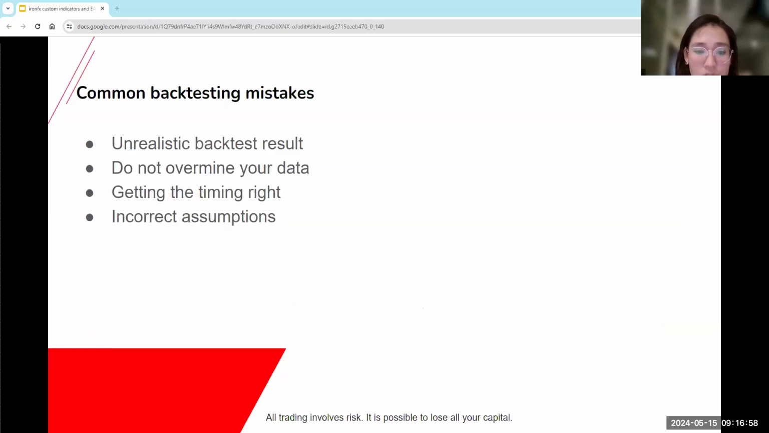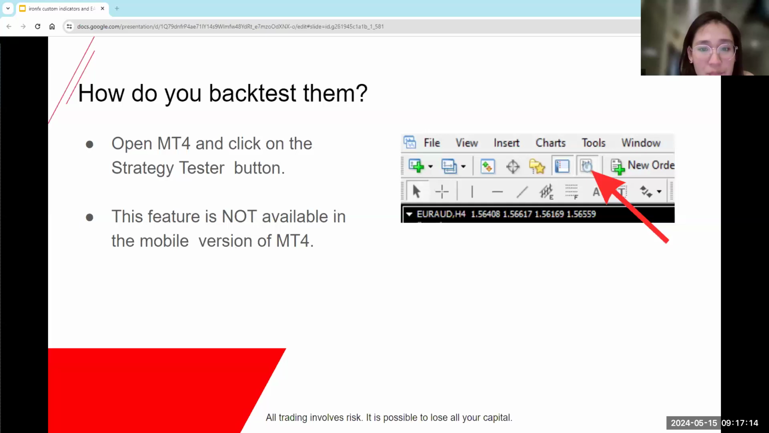Okay, so some common backtesting mistakes would be having unrealistic backtest results, not over-mining your data, getting the timing right, and incorrect assumptions. So how exactly do you backtest them?